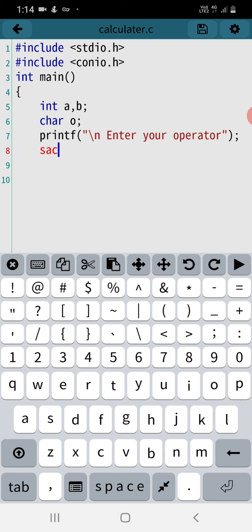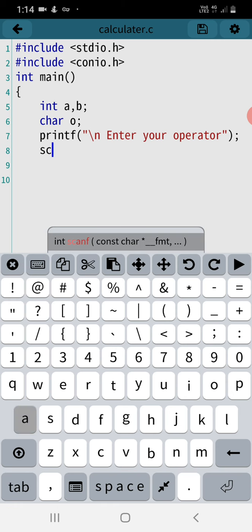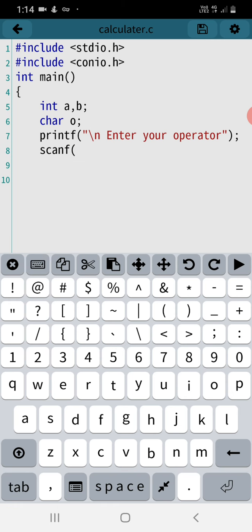And scanf, with %c for the character, %c, comma. We are storing the character which we give as the operator, plus, minus, multiplication symbol and division, all of those are stored in the character o. Fine.